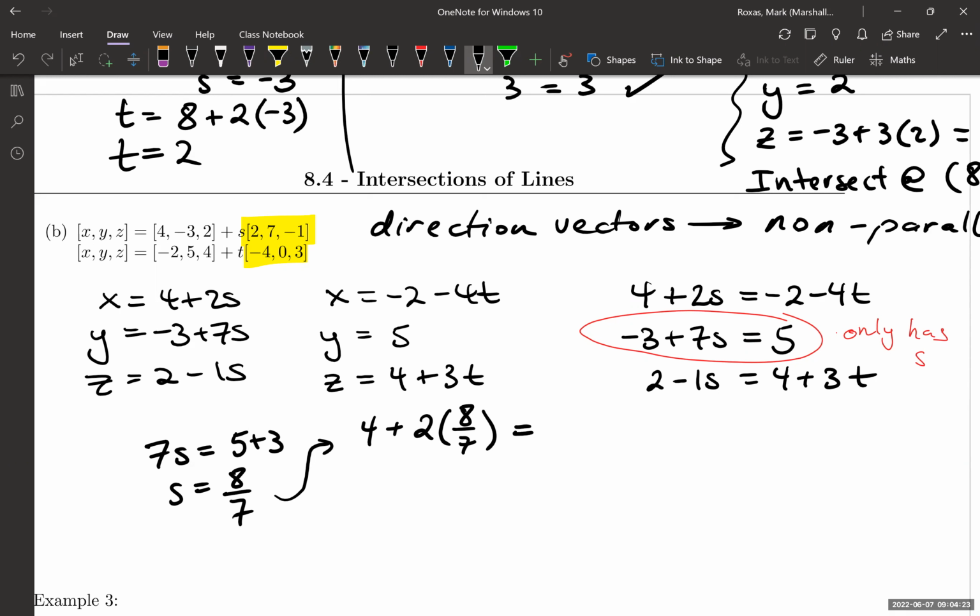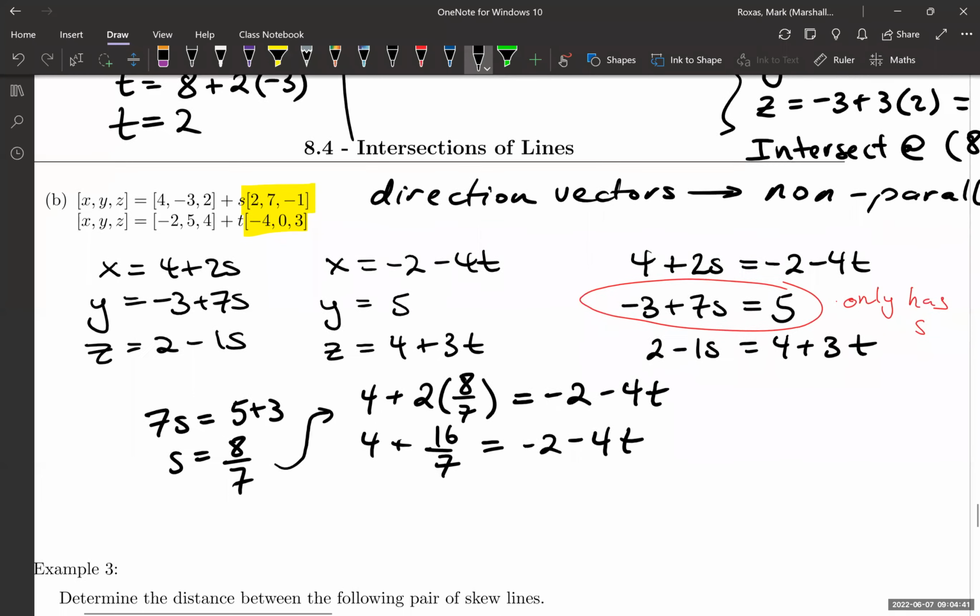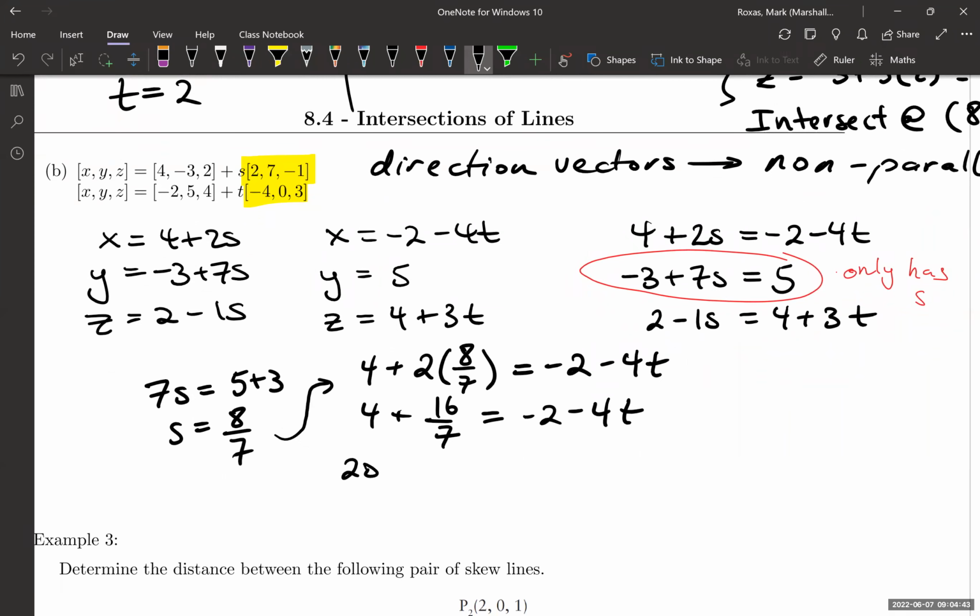equals -2 plus or minus 4t. Okay, and then solving for t, 4 plus 16 over 7 equals -2 minus 4t. Multiply everything by 7. I get 28 plus 16 equals -14 minus 28t.